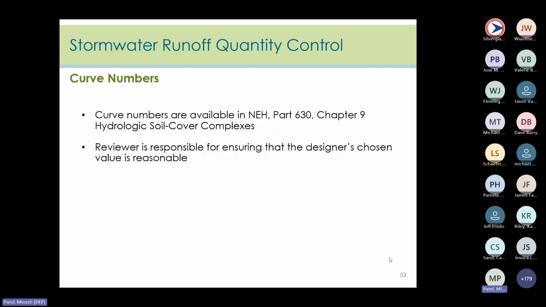So in all, the reviewer must check that curve numbers are justified in the report. You can verify these in the National Engineering Handbook. And then the reviewer is responsible for making sure the chosen values are reasonable and that they're accurate. Now I'm going to hand it off to Rachel, who will take you through the rest of stormwater runoff quantity.